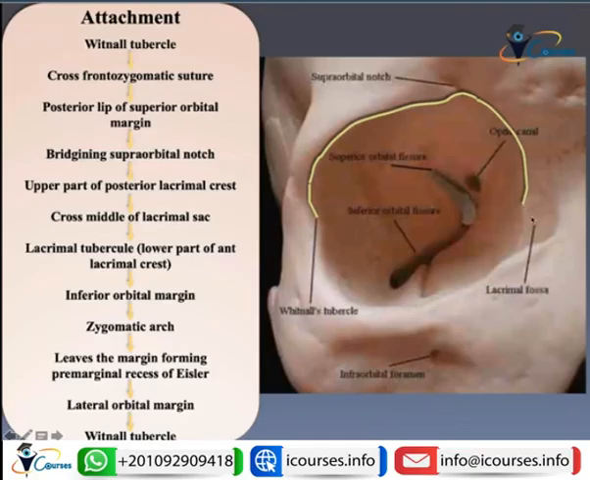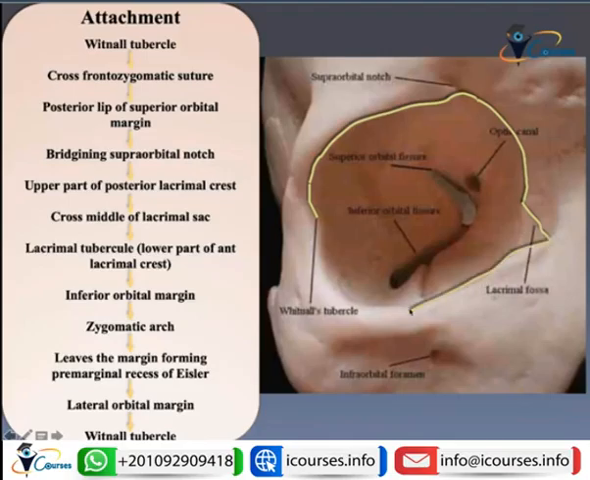As you can see, this is the lacrimal fossa, this is the posterior lacrimal crest, and this is the anterior lacrimal crest. It descends at the upper border of the posterior lacrimal crest, then it crosses the middle of the lacrimal sac. After this, it reaches what's called the lacrimal tubercle, which is the lower part of the anterior lacrimal crest.